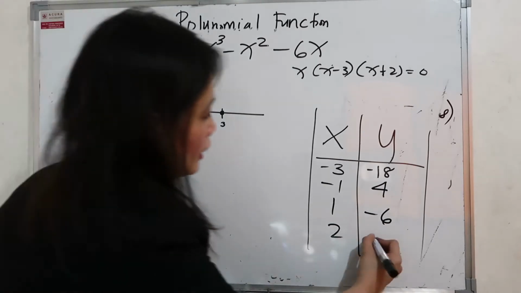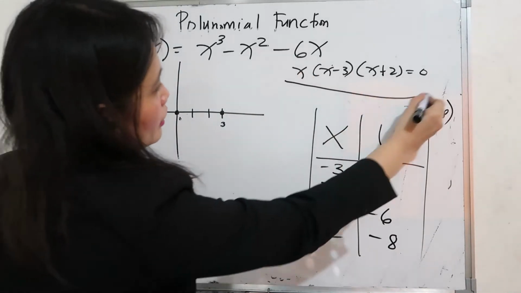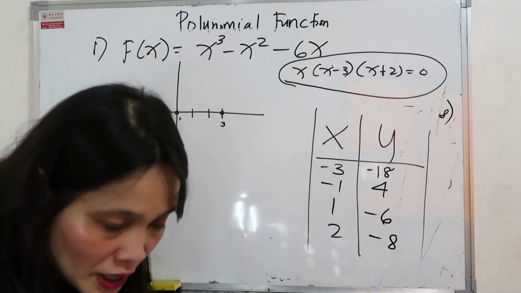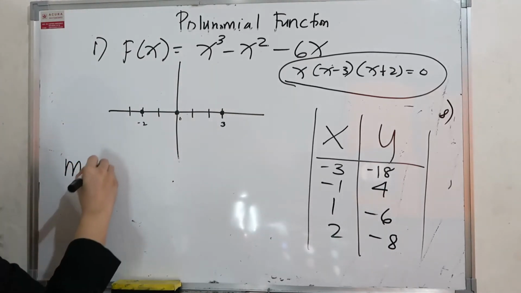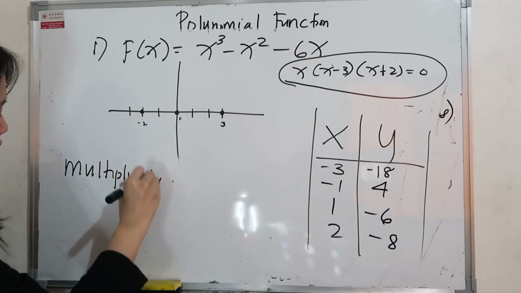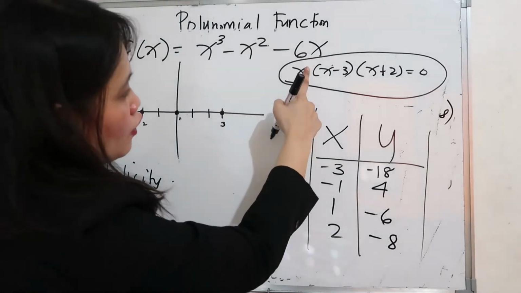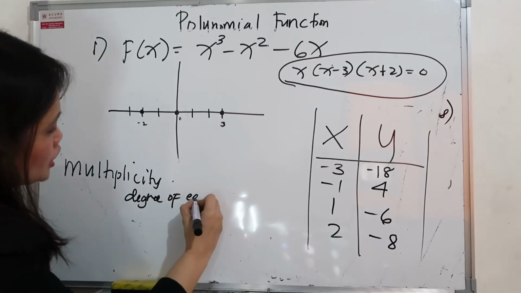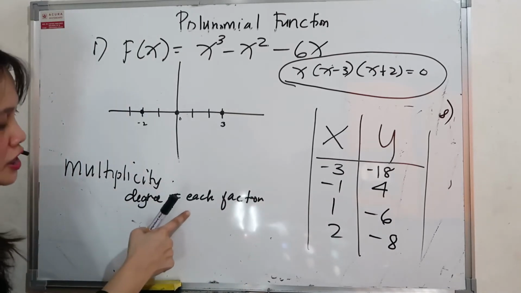Okay, -8. Now, so we have this, right? So to graph a polynomial function, we need to determine its multiplicity. Miss, what do you mean by multiplicity? When we say multiplicity, you're referring to the degree of each factor.